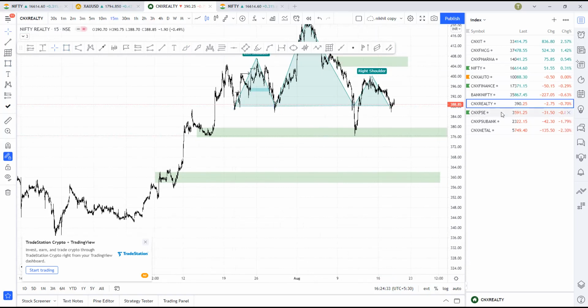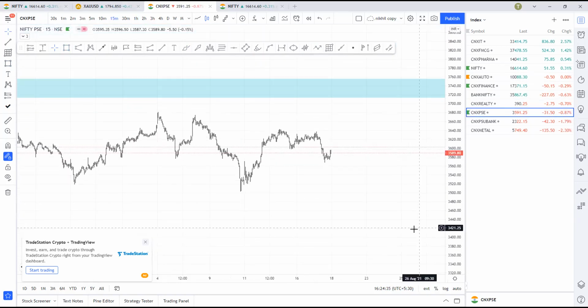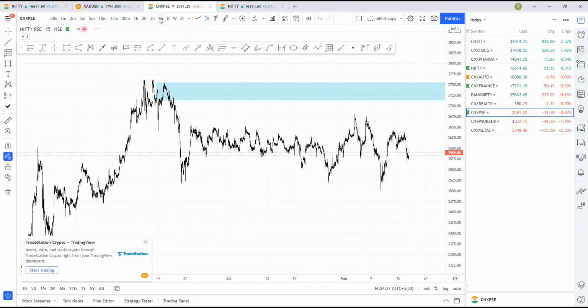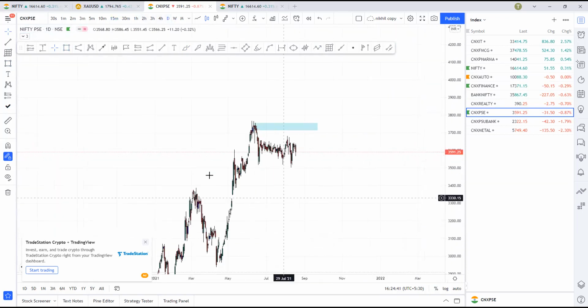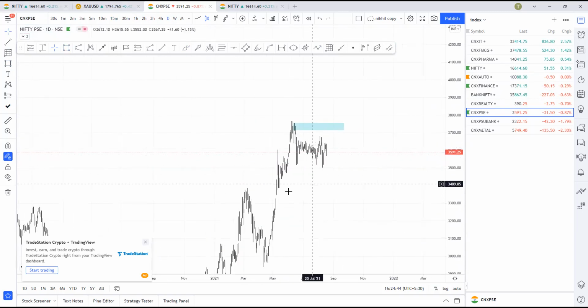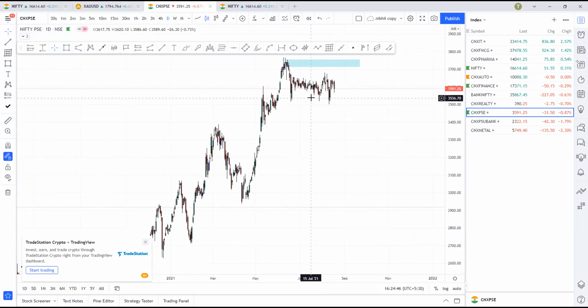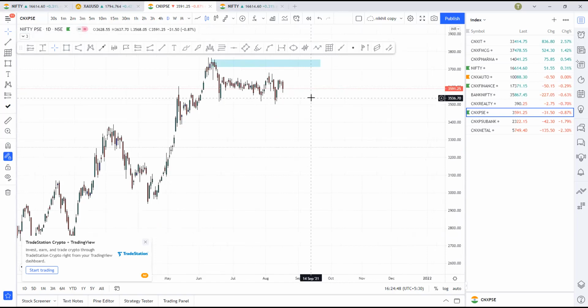Let's see PSC. I guess I'll be avoiding PSC for a few days until I see a proper structure forming. Right now I can't decide which direction I should take trades on it. So if something is confusing you, move on to the next chart.